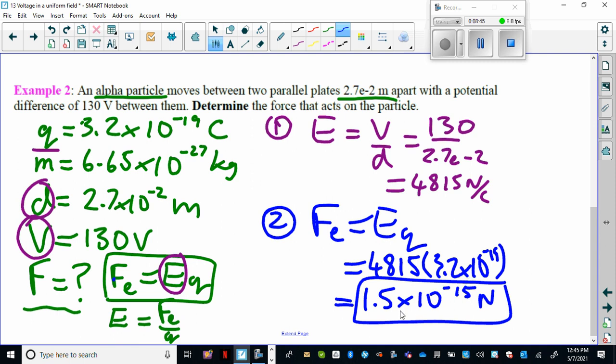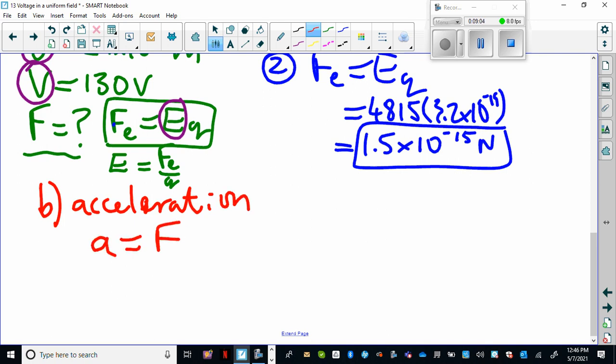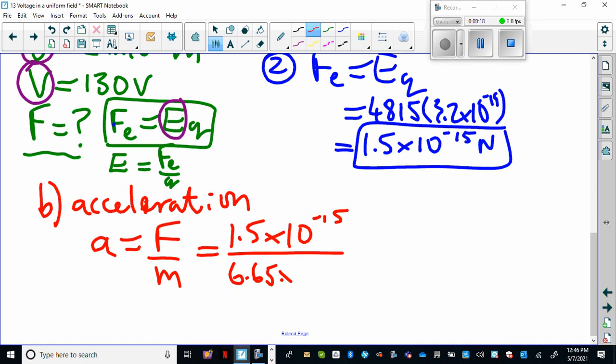And just a common addition to that question would be to then calculate the acceleration. So if I put a part B to this, it would be calculate the acceleration, and we can do that using our old friend. Acceleration equals the force divided by the mass, and so that would be 1.5 times 10 to the negative 15 divided by the mass of an alpha particle.